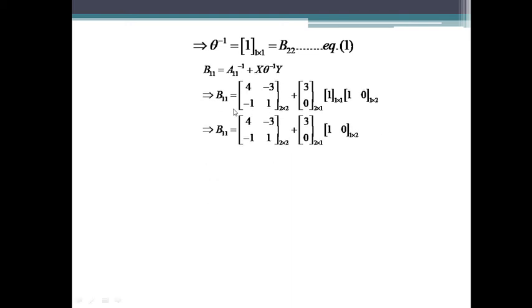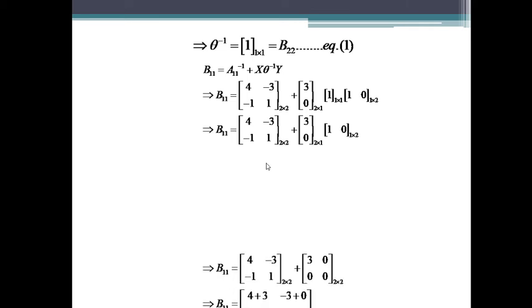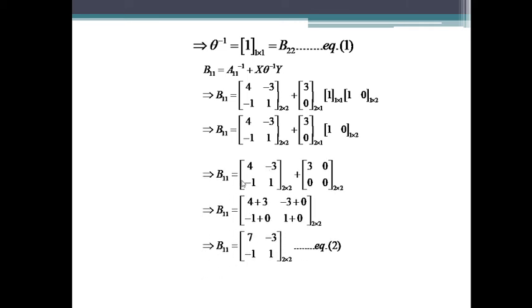Now B11, we substitute all these values in the matrix and simplify the multiplication and addition of the matrices, and then we get the required result. Now the required value of B11, here a 2 by 1 matrix and here a 1 by 2, that means 2 by 2, and then after this we add the terms, and the B11 value is a 2 by 2 matrix: 7, minus 3, minus 1, 1.